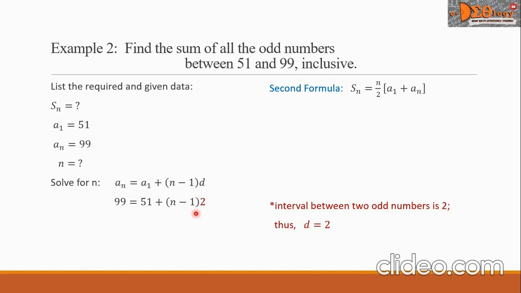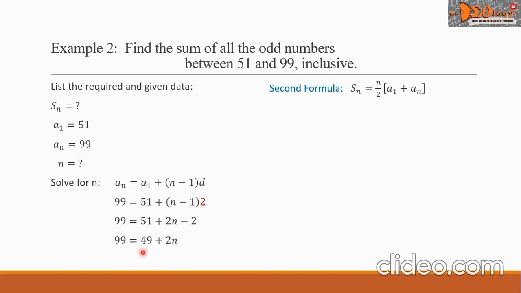Let us simplify this equation, then solve for n. So on the next line, we will multiply this number 2 to n and to negative 1. So we have 2 times n is 2n. 2 times negative 1 is negative 2. And then this 51 and the negative 2 can be combined together as 49. So we just copy this positive 2n and the 99 on the left side.